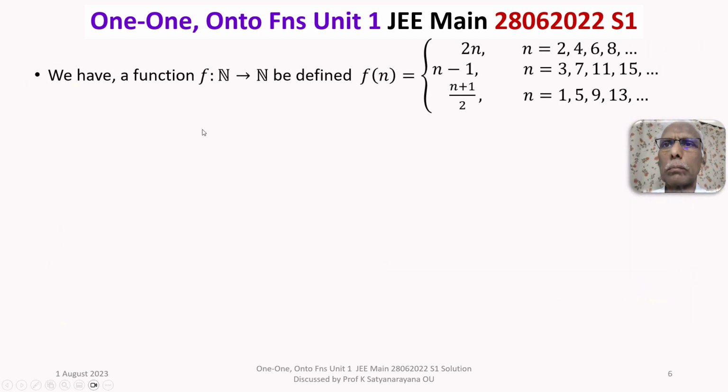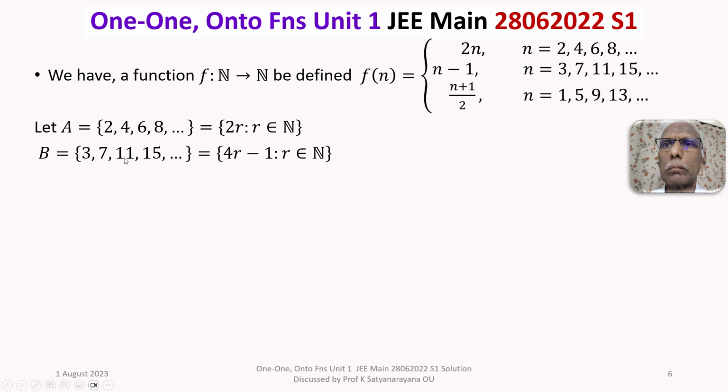We have a function f from N to N defined like this. We suppose A is equal to the set consisting of 2, 4, 6, 8, etc. That is, the set consists of 2r, r belongs to N. 2r is the rth term in this arithmetic progression. We will take B, the set consisting of 3, 7, 11, 15. Notice that 3, 7, 11, 15 are in arithmetic progression with first term 3, common difference 4, and its rth term is a plus (r minus 1) into d. When computed, we will get 4r minus 1, r belongs to N.